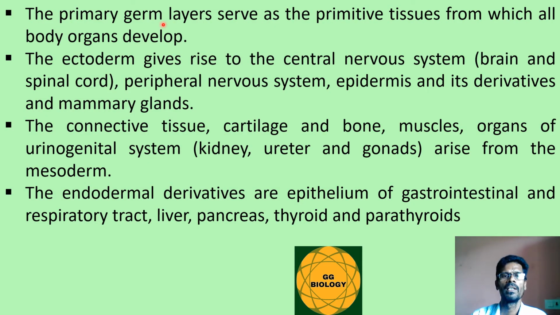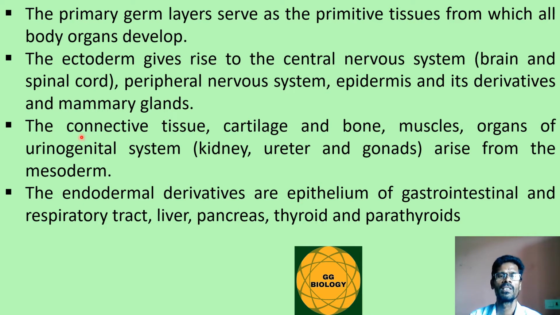The primary germ layers, as we all know, ectoderm, mesoderm, and endoderm, are responsible for the formation of the primitive tissues from which various organs and organ systems develop. The ectoderm gives rise to the central nervous system, that is, the brain and the spinal cord. The peripheral nervous system also gets formed. The cranial nerves and the spinal nerves also form from the ectodermal cells, and the epidermis and its derivatives, particularly the mammary glands, also form from the ectodermal cells.